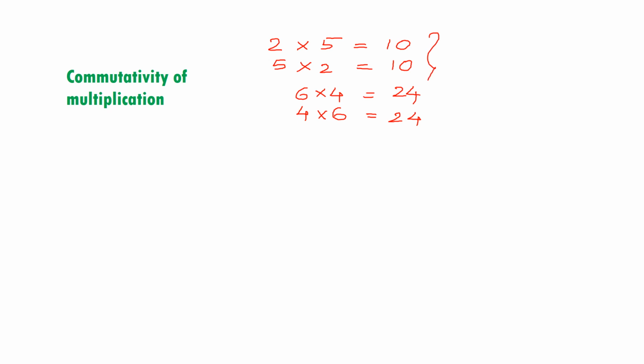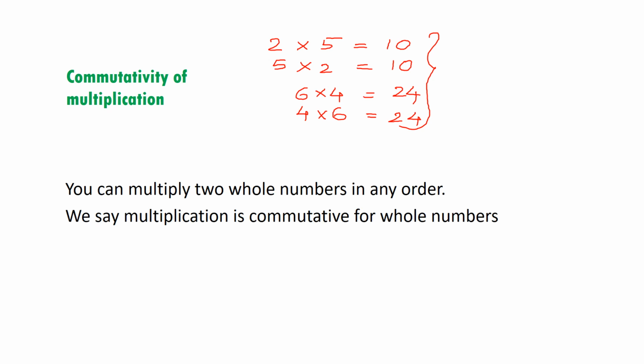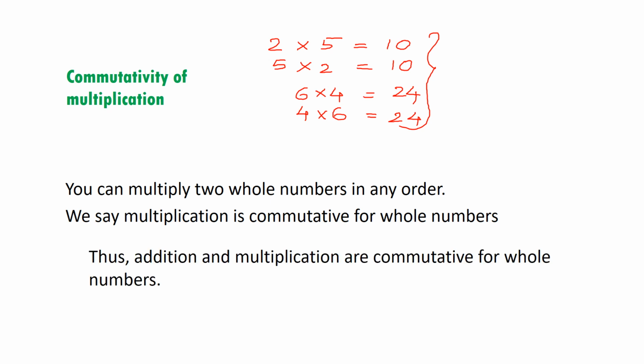So can you see, children, there are no changes. Whether I take 5 first or 2 first, the answer is going to be 10. Whether I take 6 first or 4 first, whichever be the order, the answer is going to be 24. So what can you say about multiplication? Multiplication is also commutative. You can multiply two whole numbers in any order. We say multiplication is commutative for whole numbers. Is it clear? So addition and multiplication are commutative for whole numbers.